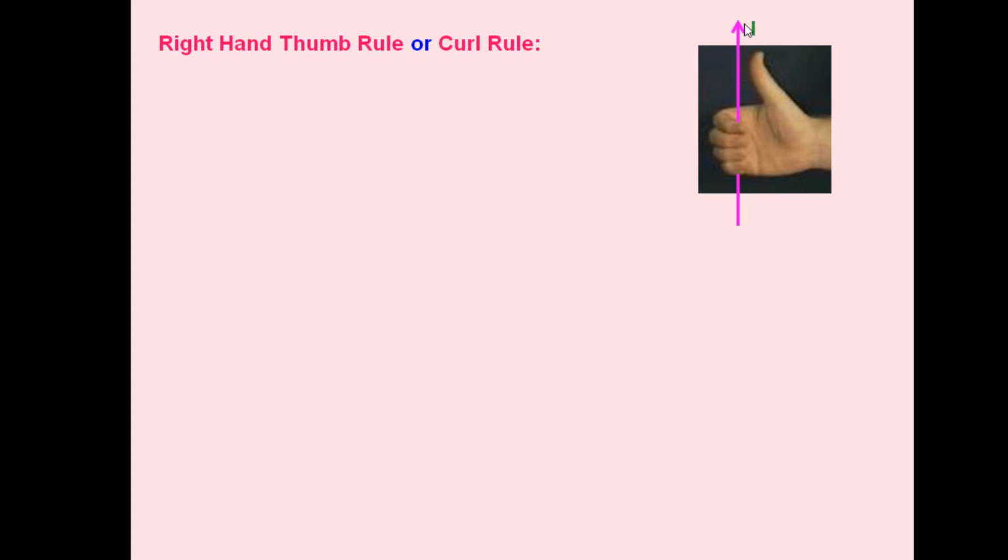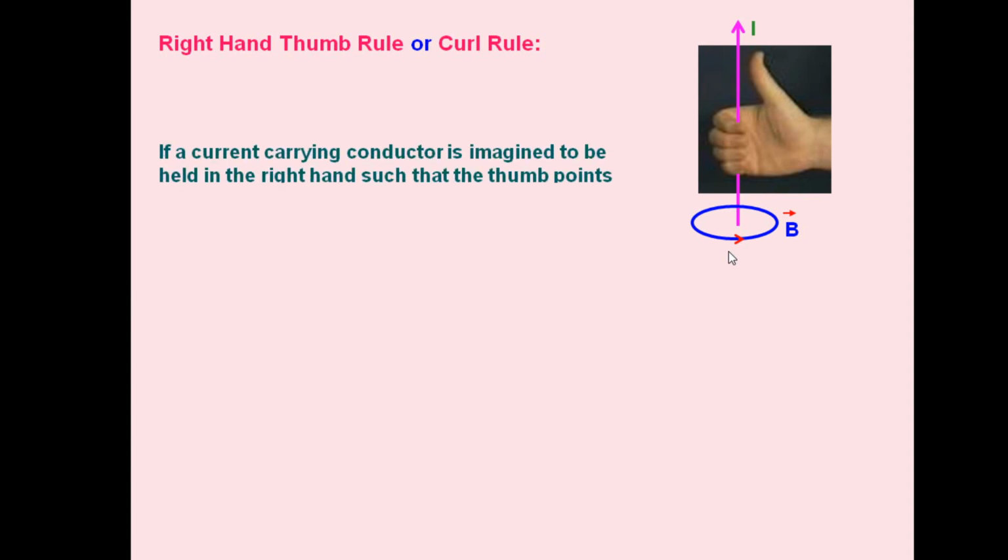See, if we imagine holding a wire carrying current such that the thumb gives the direction of current in the conductor, then the curvature of the fingers will give the direction of magnetic field lines. This is the direction of magnetic field lines. From the top face, it is anti-clockwise. If we observe it from the bottom face, it will be observed clockwise.